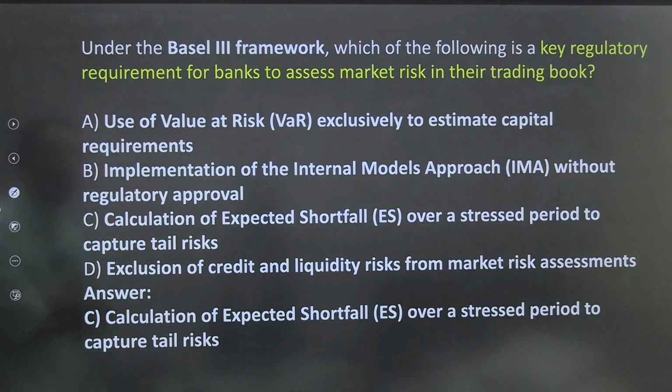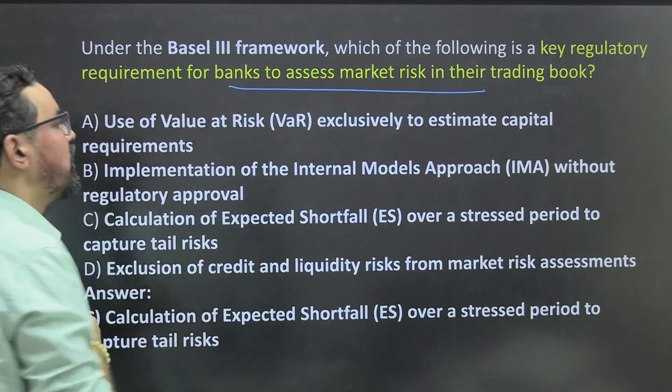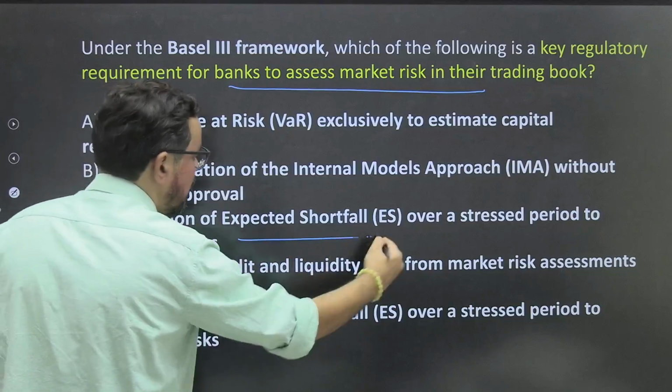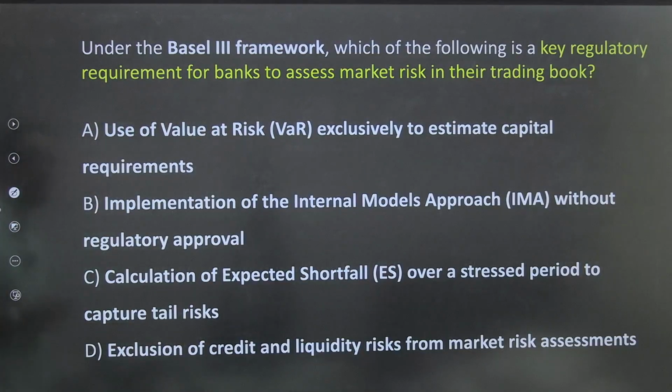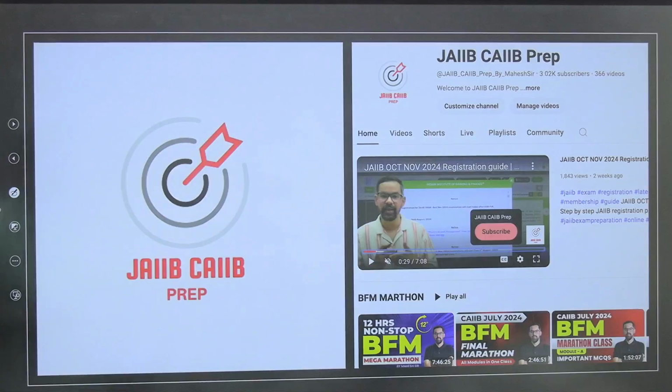Okay, next one. Under the Basel III framework, which of the following is a key regulatory requirement for banks to assess market risk in their trading book? Okay, market risk, so your expected shortfall, we had discussed this, sorry, it was a repeat question I guess. Okay, calculating expected shortfall, yes it's a repeat question, sorry. Okay, next one. Okay, this is it.